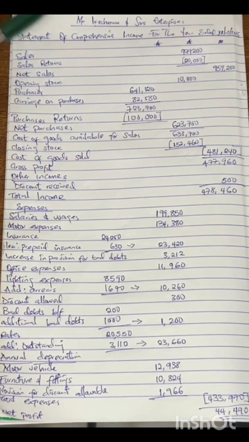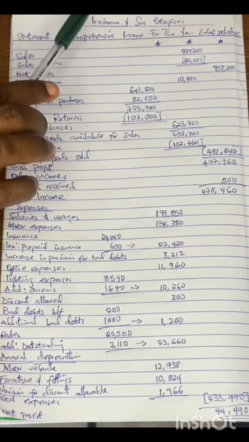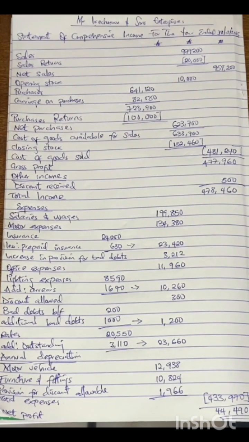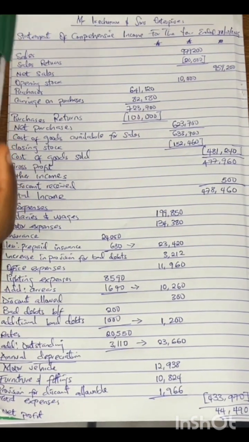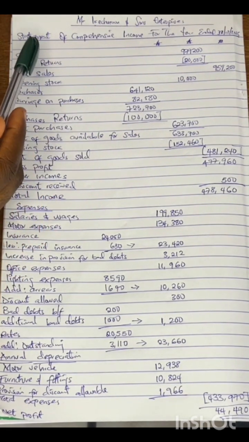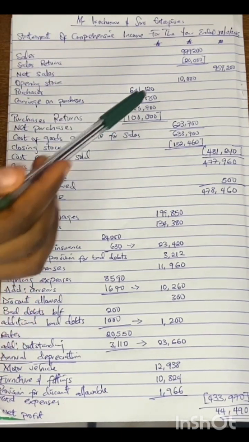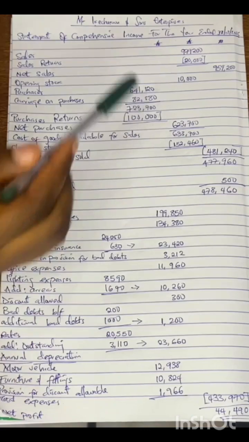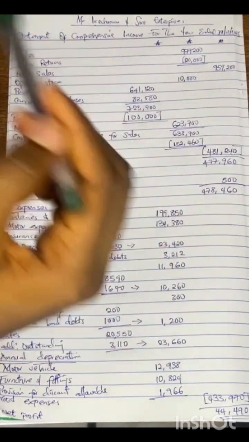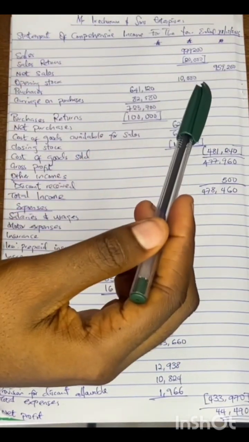Now the first thing we always do is the name of the owner of this account. As you can see, Mr. Ikechukwu and Sons Enterprise, and then we're able to address our account. Like I said, we always address it as statement of comprehensive income for the year ended, okay? And then we have our dates right there, and then our currency sign. I'm in Nigeria, so you can use your own currency sign, okay?